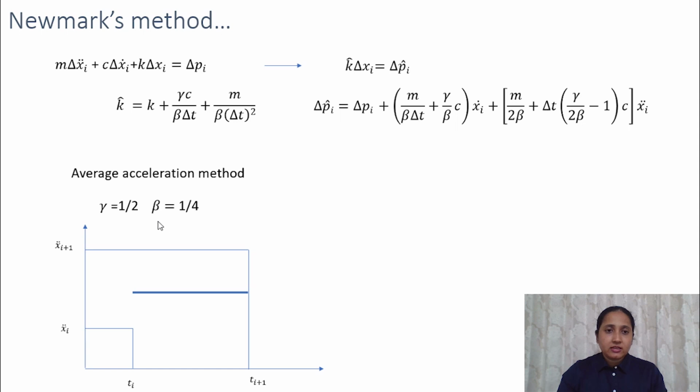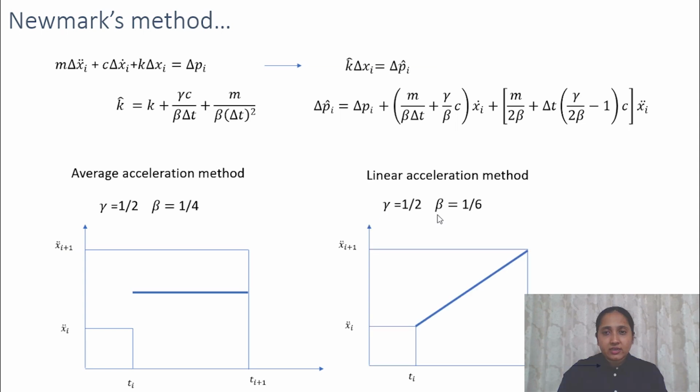In the first case, beta is equal to 1 by 4 and the value of gamma is equal to half. In this case, the acceleration over a time step is approximated as the average of the accelerations at the consecutive time instances. So here the acceleration over this time step is equal to the average of x double dot i and x double dot i plus 1.